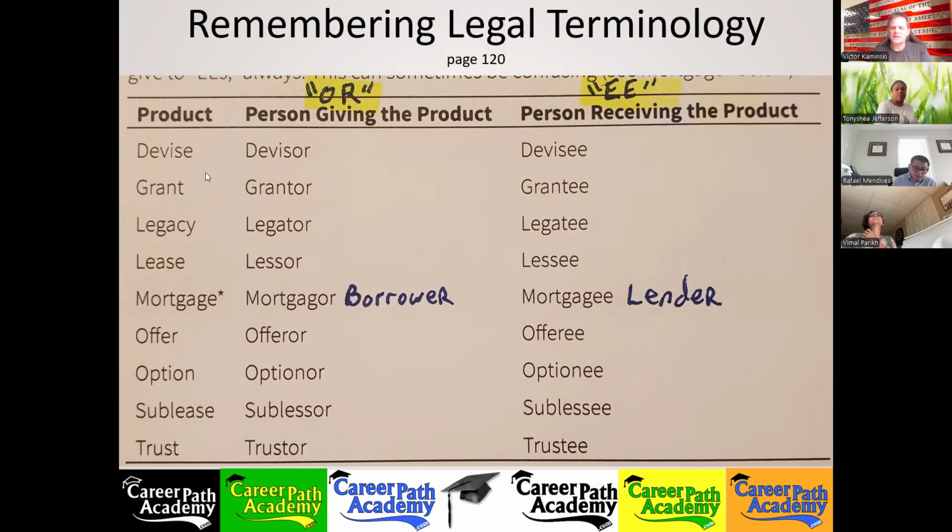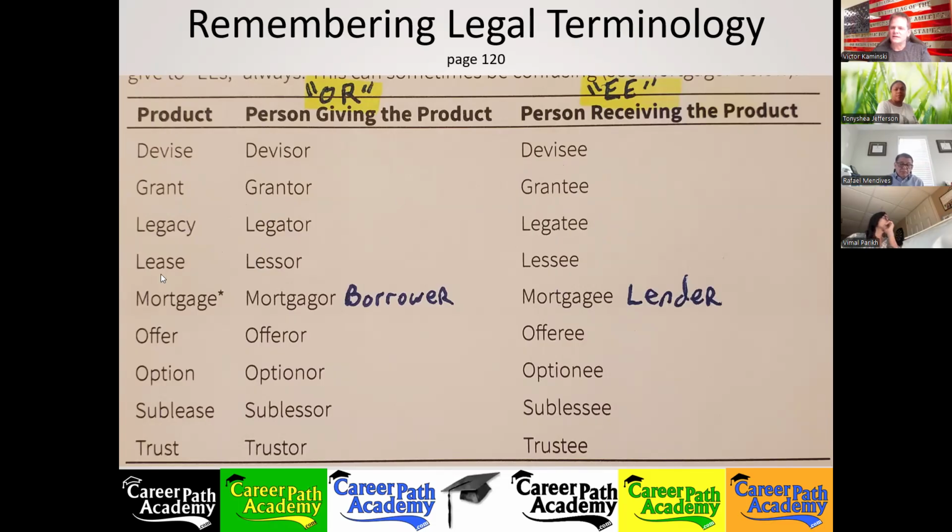Now, when we transfer ownership, we do so by grant. We grant the ownership from one person to the next. So the grantor is the one who's selling their property or giving it away, and the grantee is the buyer, the one that's receiving it. A legacy is your personal property that you've amassed during your lifetime. So the legator is the one who gives that personal property, and the legatee is the one that receives it.